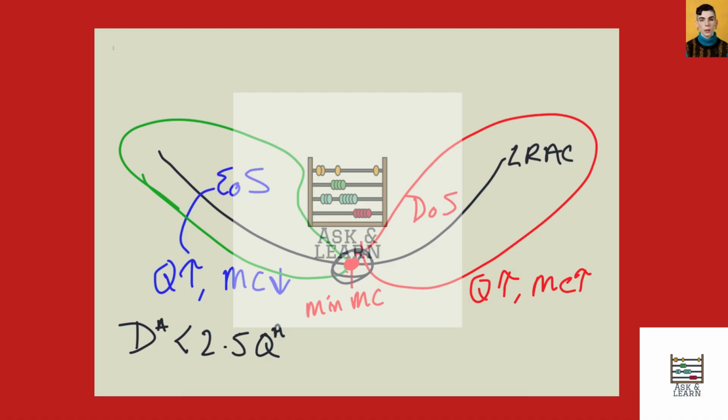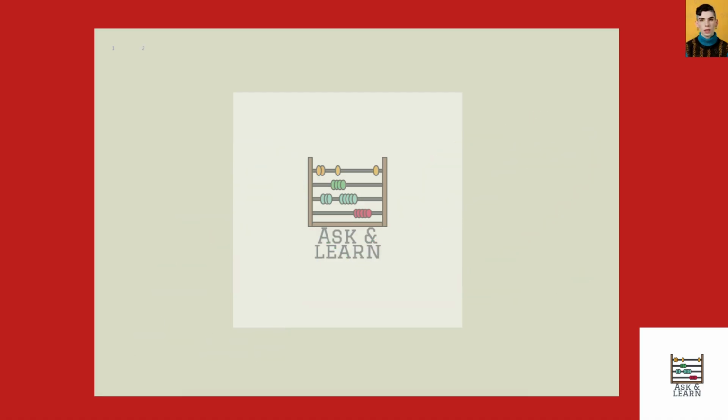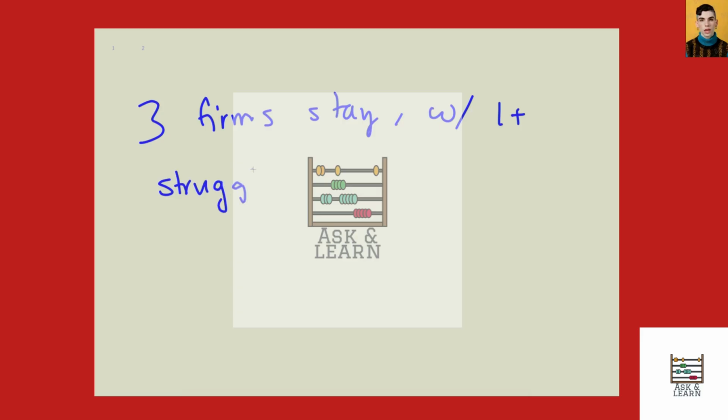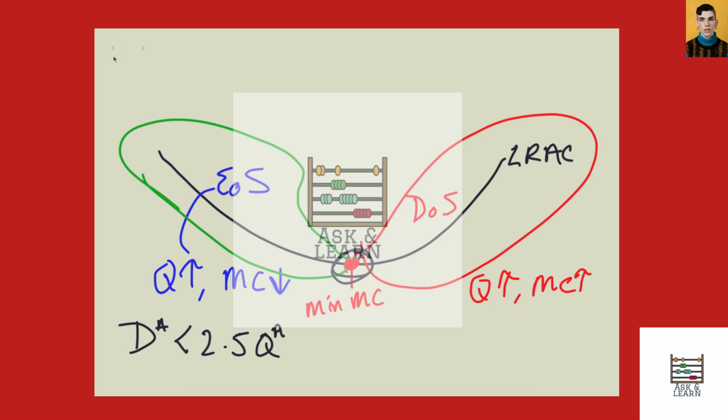So what would happen is you would have maybe three firms stay in, with at least one of them struggling because there isn't enough demand to suit the needs of four firms.